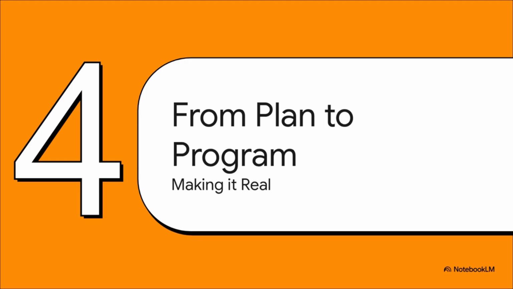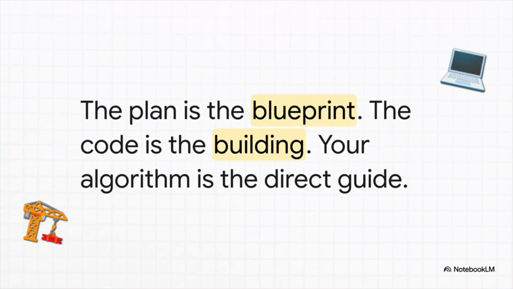But so what? What's the real point? Well, this next part is the payoff. This is where we see how the blueprint becomes the building. And this is why we do it. The entire point, the real power of making an algorithm is that it lets you turn that plan into actual working code. It's not just a suggestion, it's a direct guide for writing your program.